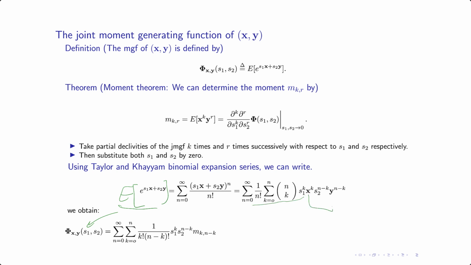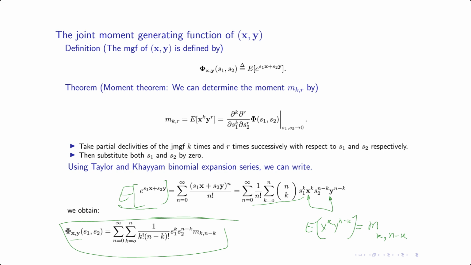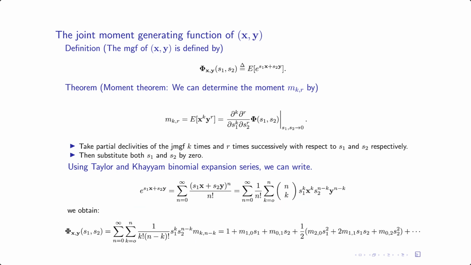So the only two things that are not constant are x to the power of k and y to the power of n minus k, and the mean of that is denoted by m of x to the power of k and y to the power of n minus k. So this is the expression we get. You see that in the Taylor series expansion of this, the coefficients are your moments. So the moment generating function, by its Taylor series expansion, generates the different moments of your random variable.